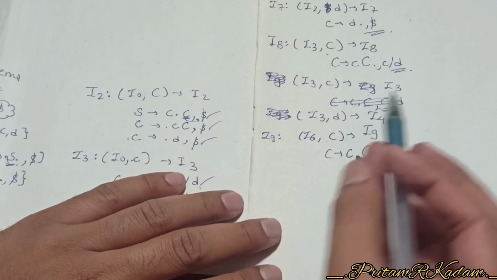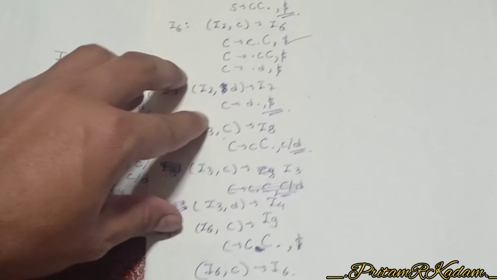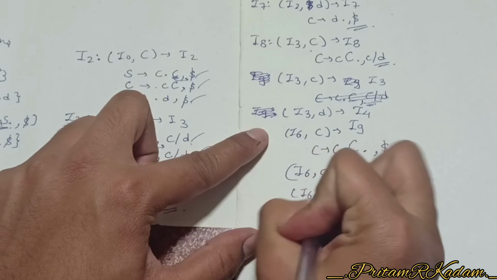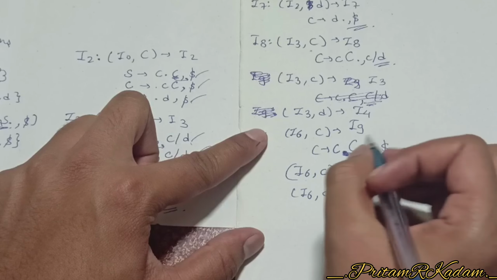We'll proceed to the next production of I6, that is I6 on small c goes to I6 only because we have the same production, C dot C, and with the productions of C with the look ahead dollar only. Now for the next part, I6 on D, which will give me the I7 state because C gives D dot with the look ahead as dollar. This would be the same as I7. Now this is also completed, so all states are completed now.